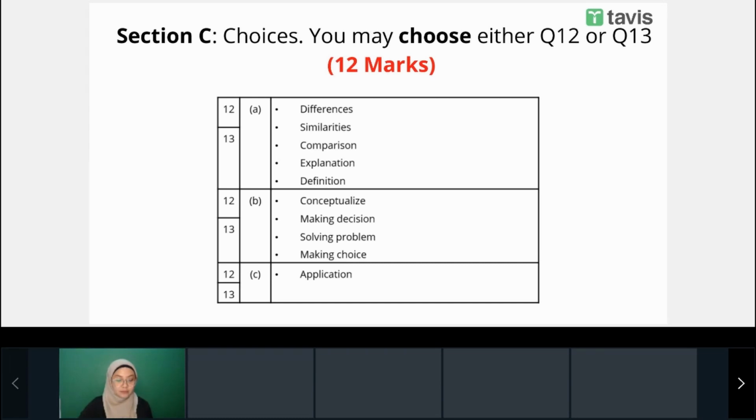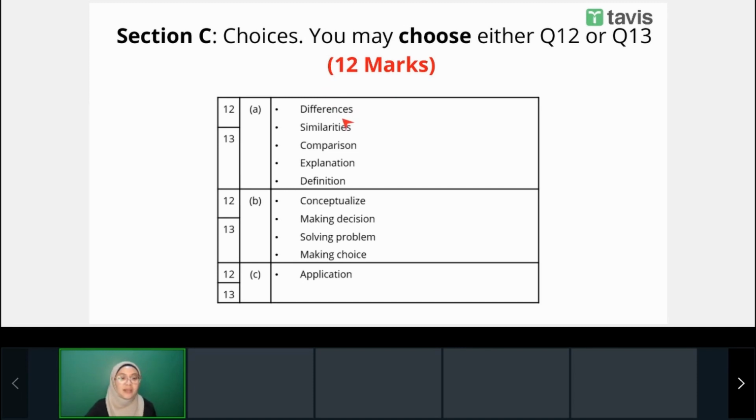Okay, now we are done with section B. Let's go to section C, choice questions. You can choose either question number 12 or question number 13. Please choose the question that you have mastered. Questions 12 and 13 cover different units, so please choose a unit that you are very good at.